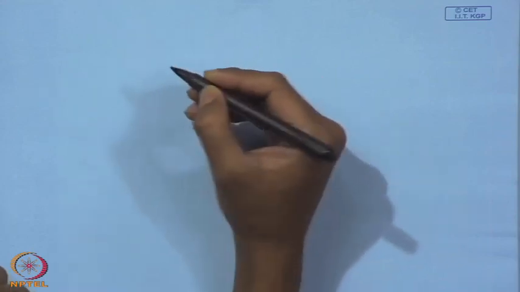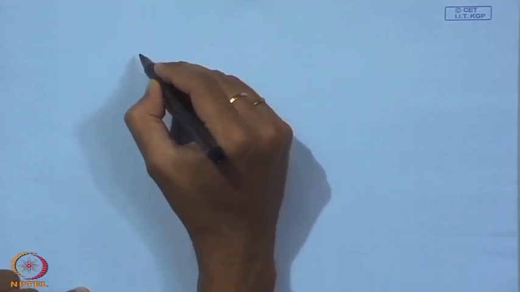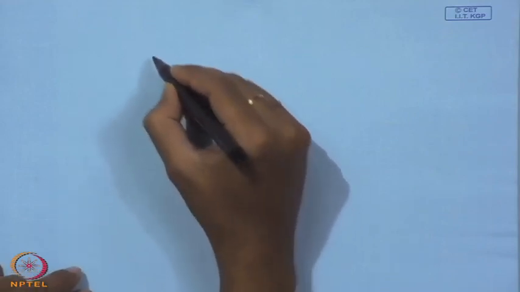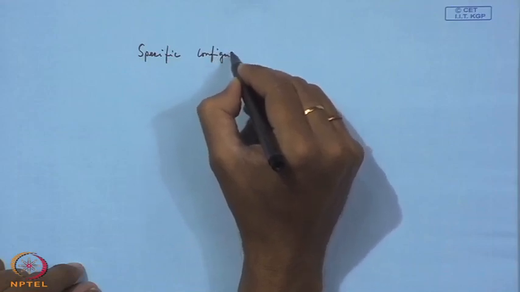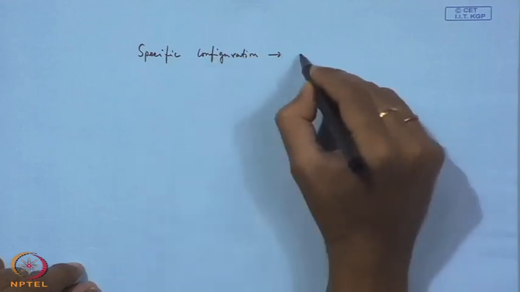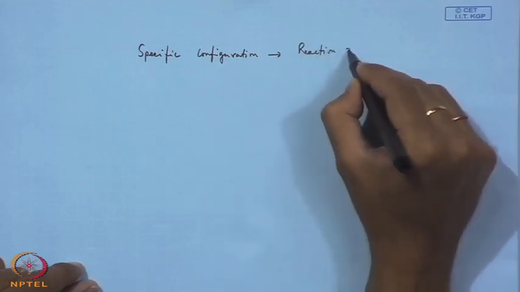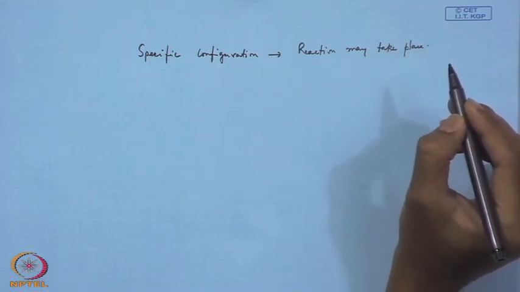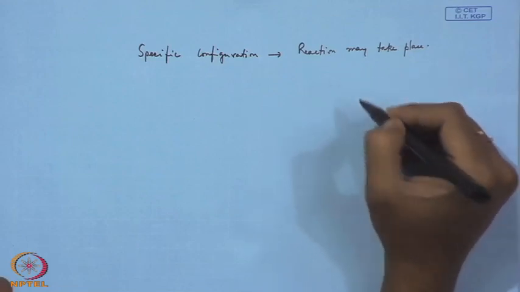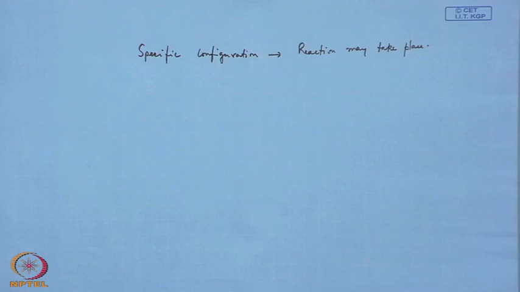So, in particular, there is a possibility that the steric requirement, the specific geometric requirement, is important. That is, in some specific configuration, maybe the reaction is taking place. Means with a specific configuration, reaction may take place. So, that is the underlying significance of steric requirement.